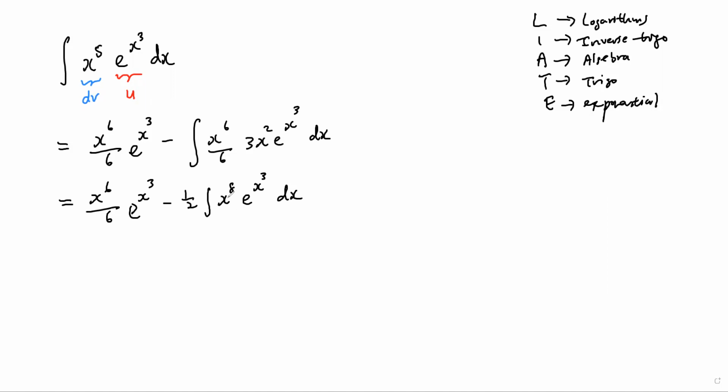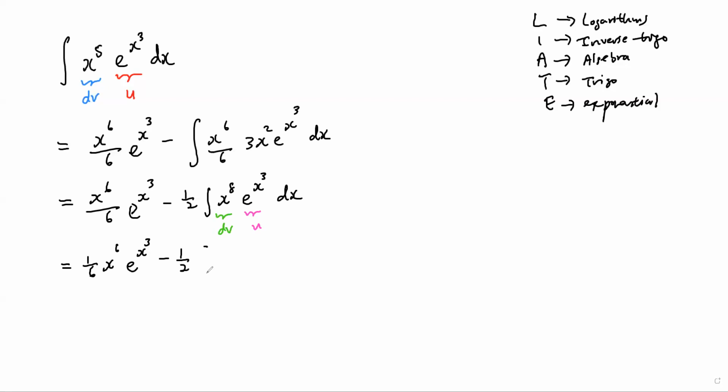Oh dear, now we have x to the power of 8. Should we do by parts again? By the same logic, we are not going to let e to the power of x cubed be dv. So perhaps we'll let x to the power of 8 be dv, and then we will let e to the power of x cubed be u again. But this seems to be going nowhere. In fact, I think it's going to get very tedious. But let's just try it. Maybe we might be able to get it.